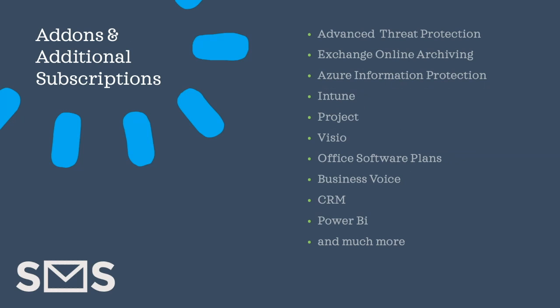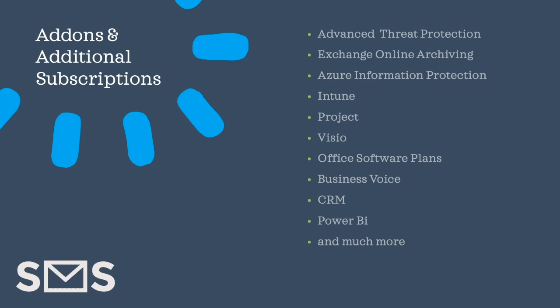Here are some add-ons and additional subscriptions that you might want to take out. Say, for example, you take a Plan 1 out but you want advanced threat protection. We can add that for you, Plan 1 or Plan 2. We can also do Exchange Online Archiving. However, if you're going to want archiving and you're going for one of the online plan versions, we'd recommend going for Plan 2 because that comes with it.